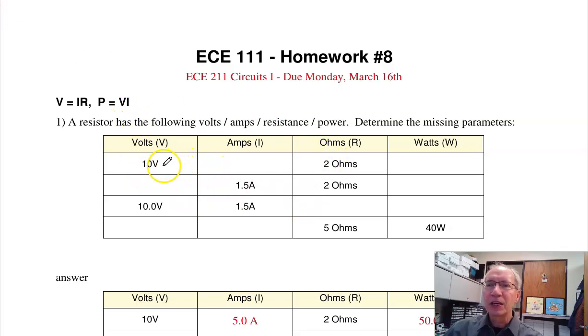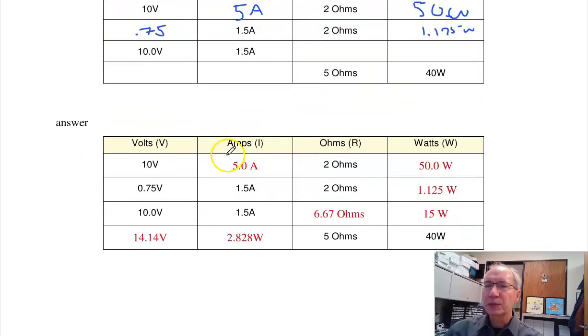For example, if I know I have 10 volts at 2 ohms, volts over ohms gives you current, 5 amps. Volts times amps gives you watts, 50 watts. If I have 1.5 amps at 2 ohms, V equals IR, so 2 ohms times 1.5 amps gives you 0.75 volts. Volts times amps gives you 1.125 watts. And so on. So here's what you should get for problem number 1.